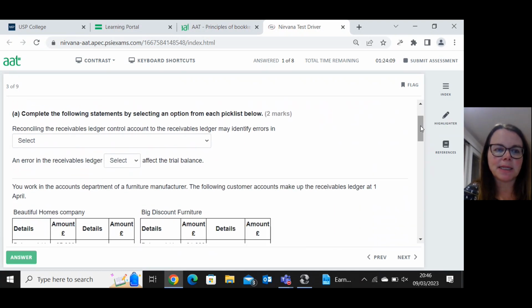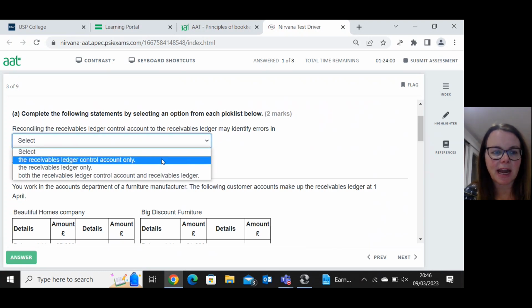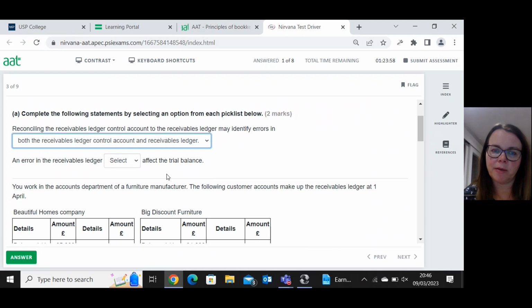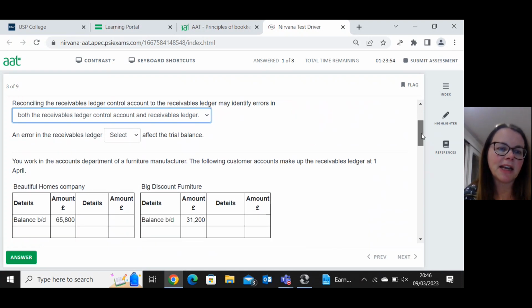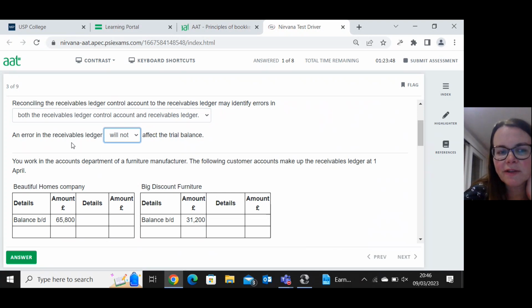Complete the following statements. Reconciling the receivables ledger control account to the receivables ledger, we could identify errors in both. It could be something wrong in one or the other, or both. An error in the receivables ledger will not affect the trial balance. The reason for that is the receivables ledger is not part of the double entry.